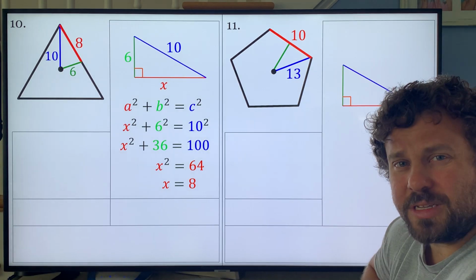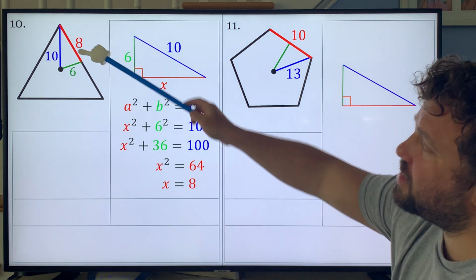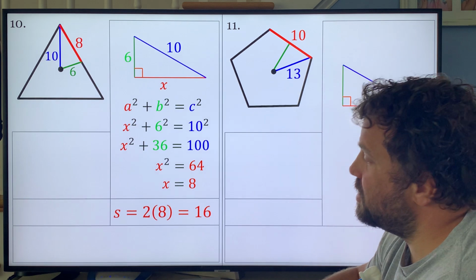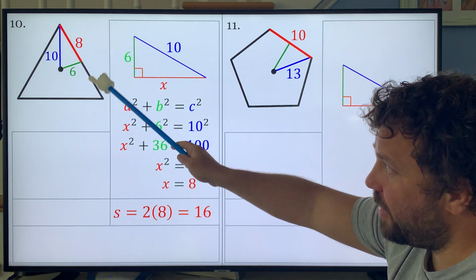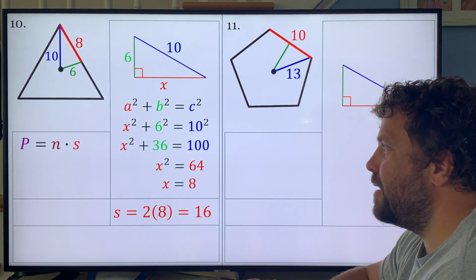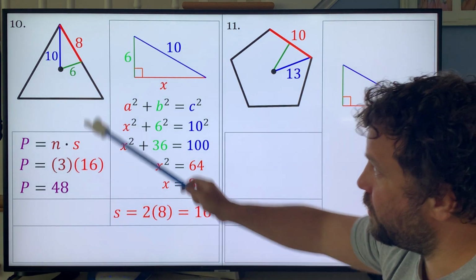Now, is that the entire side? No, that's how much of the side? Half the side. So if this piece of the side is 8, the whole side would be 8 times 2, which is 16. So if one side is 16, and this is a three-gon, or a triangle, it'd be the number of sides, which is 3 times 16, the perimeter is 48.